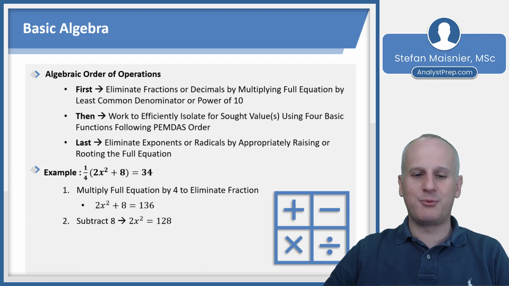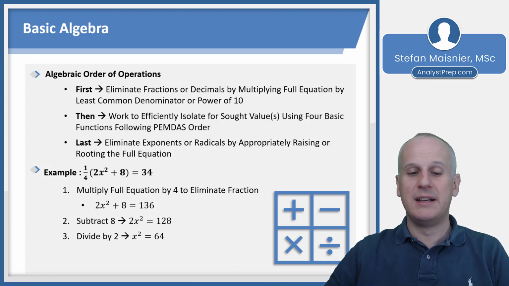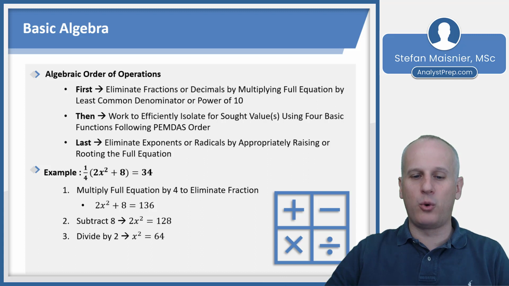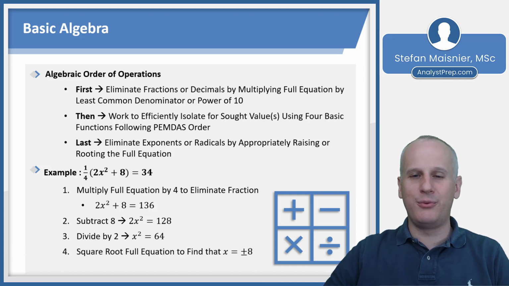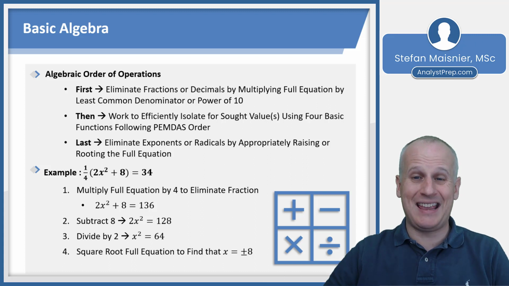Then we're going to subtract 8 to isolate for 2x squared, and we discover that 2x squared is equal to 128. Then we're going to divide by 2, and we discover that x squared is going to be equal to 64. Then we square root that equation to find that x can be either positive 8 or negative 8, and that will work. So you've got to make sure that you follow the steps exactly, but because the squaring, whether it's 8 or negative 8, results in 64, you've got to remember that both possible outcomes can occur.